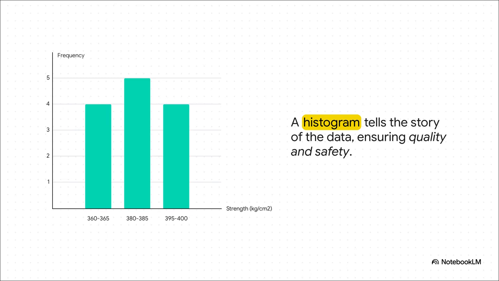And this is where the magic happens. By feeding that raw data into Excel, an engineer can instantly generate a histogram. And suddenly, that mess of numbers tells a story. You can see the distribution, find the average, and check if the results are in a safe range. This isn't just making a pretty chart. This is quality control that literally keeps people safe.